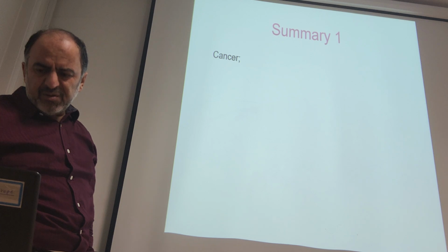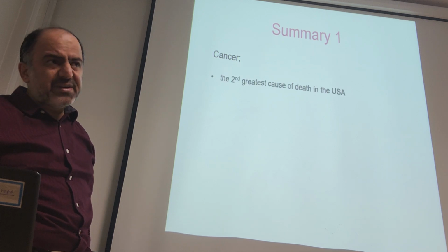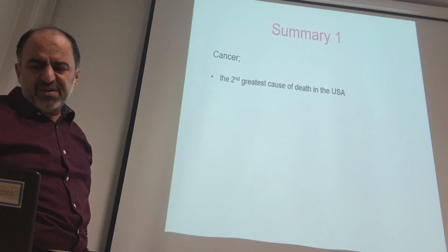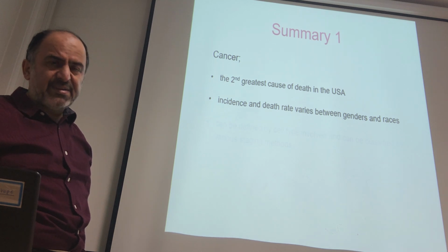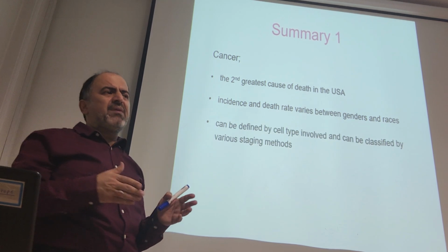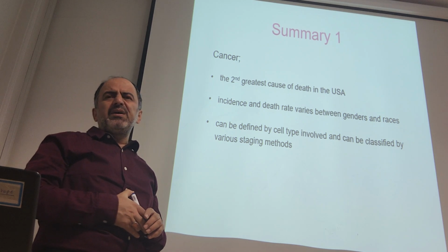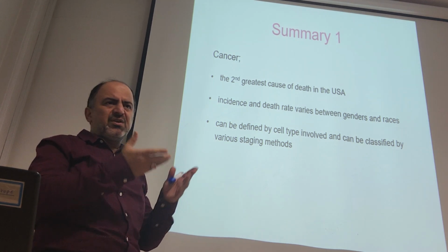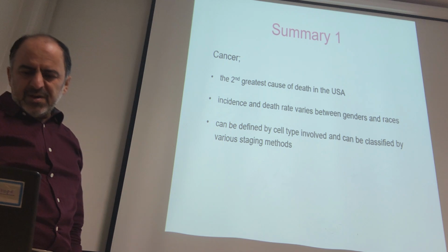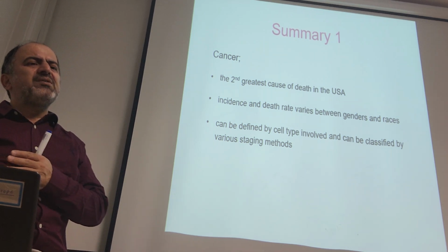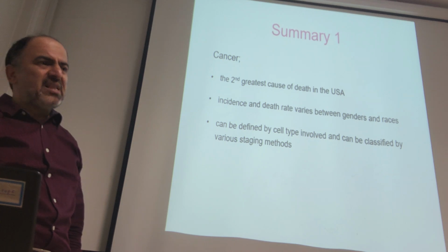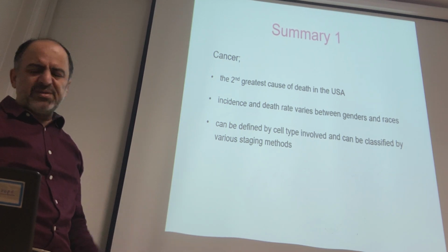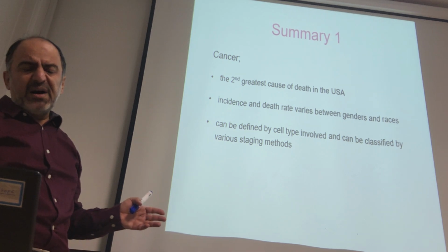Just a summary for the first session: cancer is the second cause of death in developed countries. Incidence and death rate vary between gender, race and ethnicity. I told you, for example, in Gonbad we have the highest esophageal cancer rate around the world, which is not the case in other countries. Or Burkitt lymphoma is much more common in Africa than in Asia. Cancer can be defined by the cell type, as I told you, epithelial or mesenchymal. And classified by the various staging.